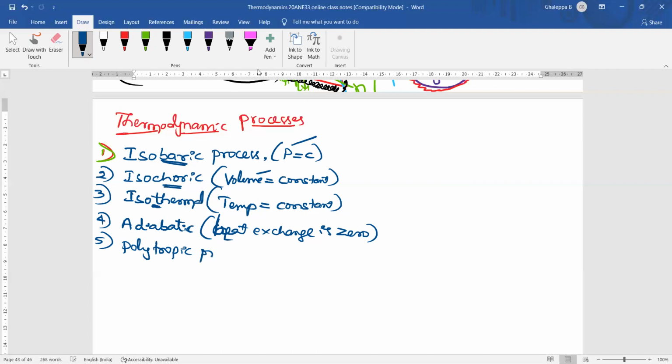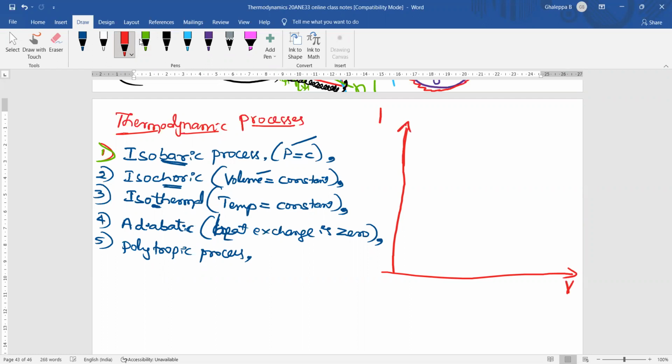polytropic process. So this class is very important, my dear students, to solve numericals. I will be explaining the equations as well as some important points related to thermodynamic numericals. First point, what I will explain in all these cases: the PV diagram. How to draw the PV diagram for this? P means pressure, V means volume.